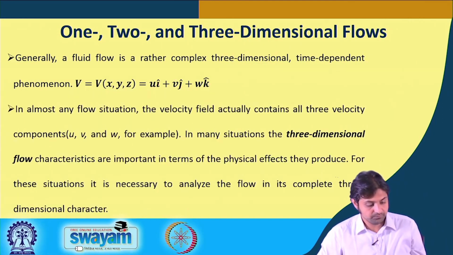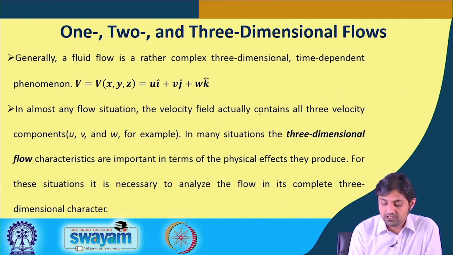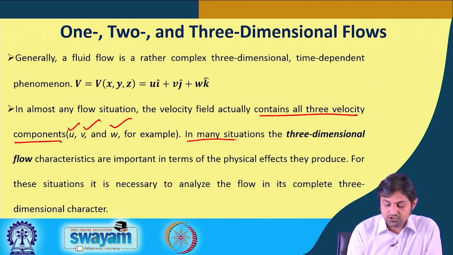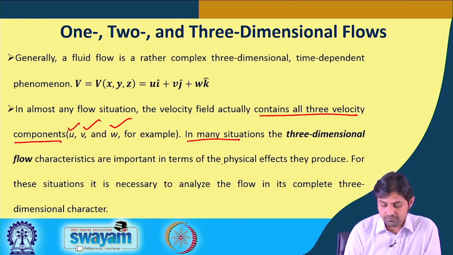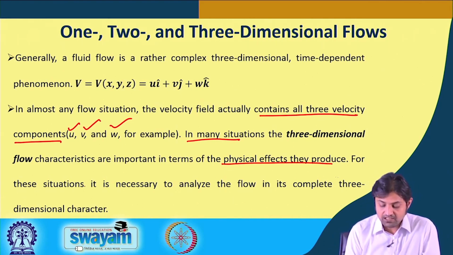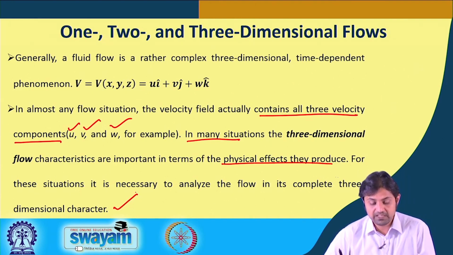In almost any flow situation, the velocity field contains all three velocity components u, v and w. In many situations, the three-dimensional flow characteristics are important in terms of the physical effects they produce. For these situations, it is necessary to analyze the flow in its complete three-dimensional character. For many flows in nature, three-dimensional flows are very important, and therefore we need to analyze in all three directions. That is why u, v and w are all important.